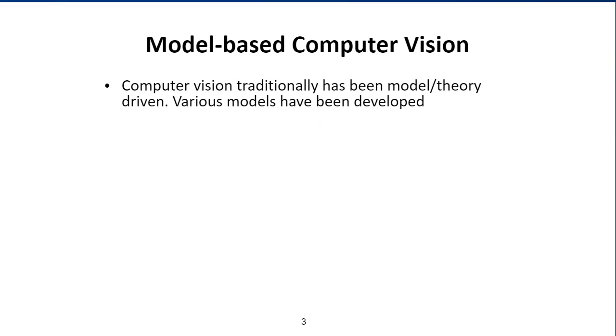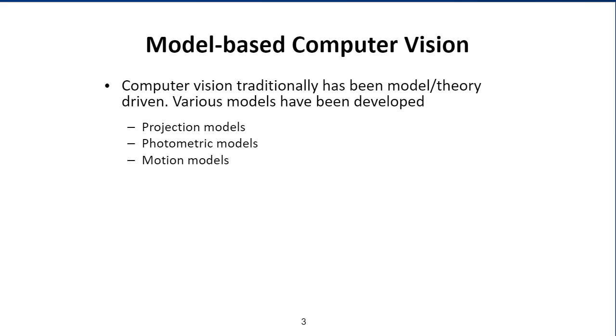Computer vision traditionally has been model-driven, theory-driven. And over the past 50, 60 years, many different computer vision models and theory have been developed. They include the projection models, photometric models, and the motion models. And these theory and models serve as the theoretical basis for traditional computer vision algorithms.